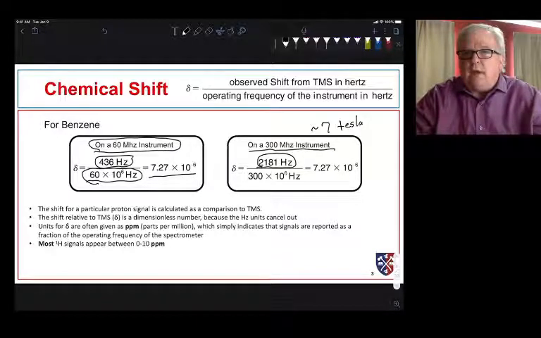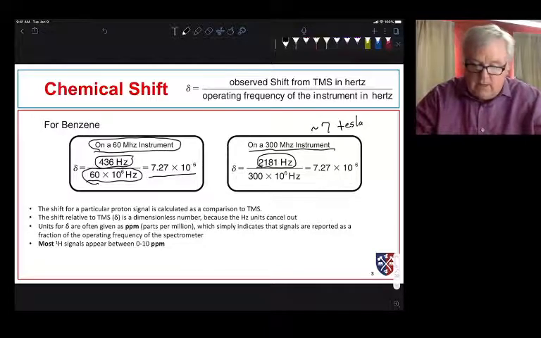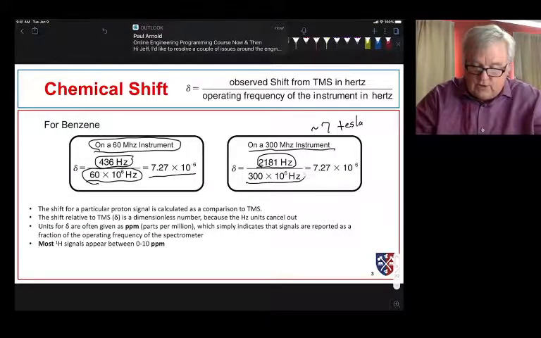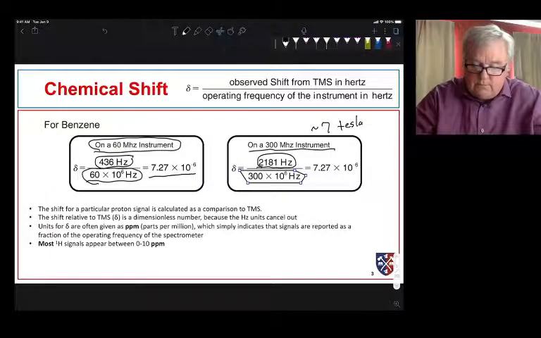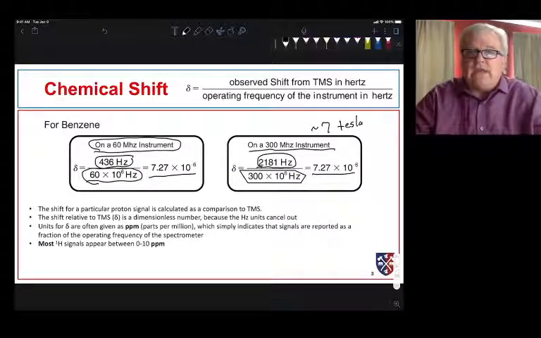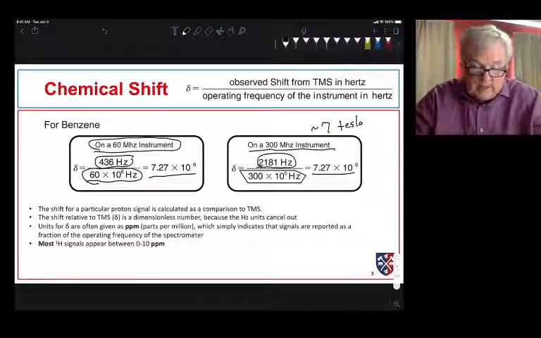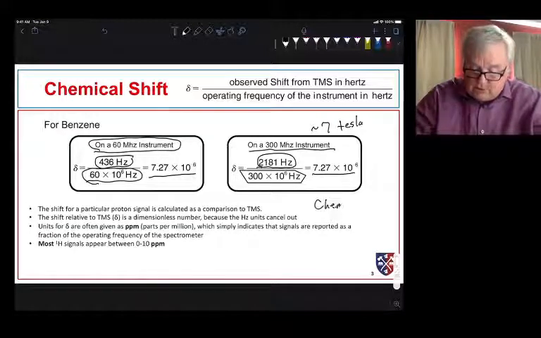We're looking at the same molecule, we would like to see the same number. If we divide by the strength of the magnet that causes the irradiation, 300 megahertz, we get 7.27 ppm. So this is just a way of standardizing our chemical shift, and we call this the chemical shift.